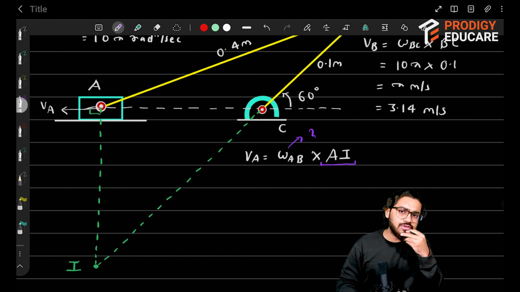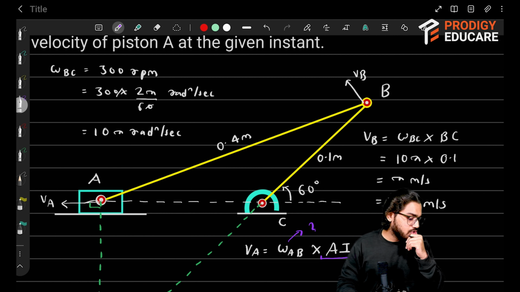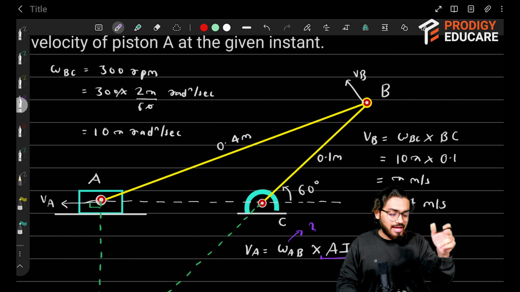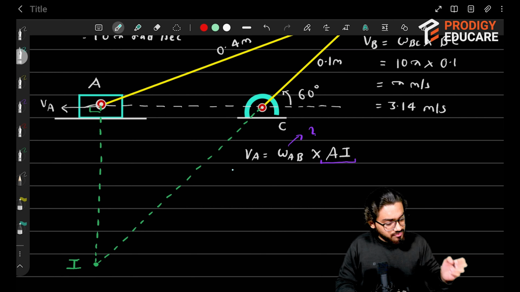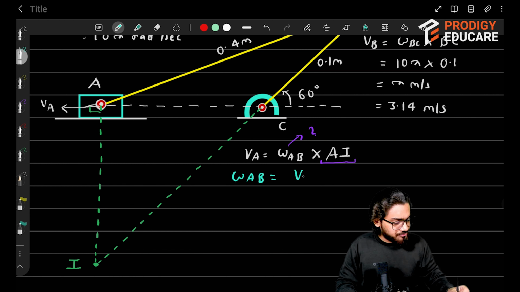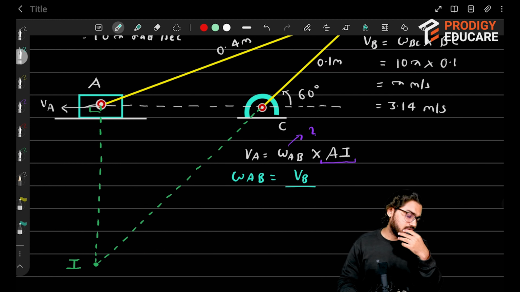Now, how to evaluate this omega AB? We know the velocity of one point on this rod AB. Which point? I'm talking about point B. So using rod BC, we evaluated the value of VB, and then using VB, we'll be evaluating the value of omega AB. So here I'll write the equation first. Omega AB is given by velocity of B, which we already know, divided by its distance from its particular ICR, or the instantaneous center of rotation.